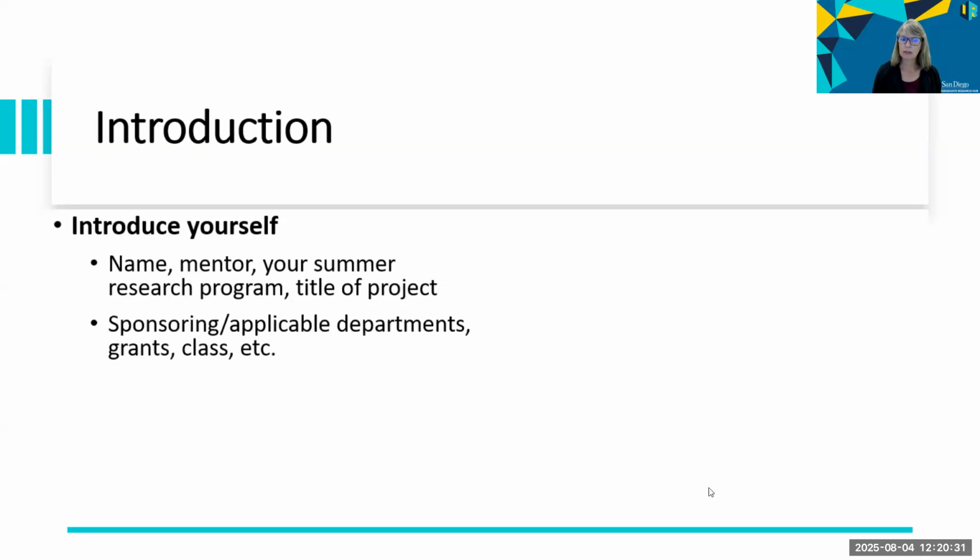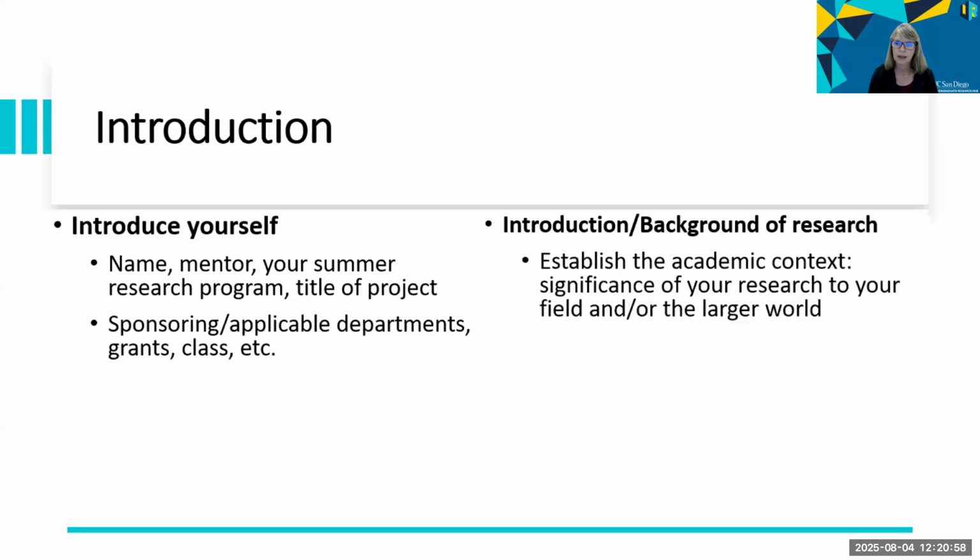Also include information about sponsoring or applicable departments, grants, class, that sort of thing. You can talk to your mentor about whether there are any grants that are supporting this research. Your summer research program we already talked about, that's one source of funding. Sometimes your mentor might have another source of funding as well. So after you introduce yourself, you're going to want to give an introduction and background of the research that has already taken place and that kind of led to this point.